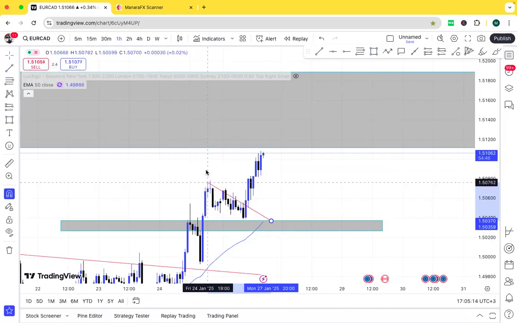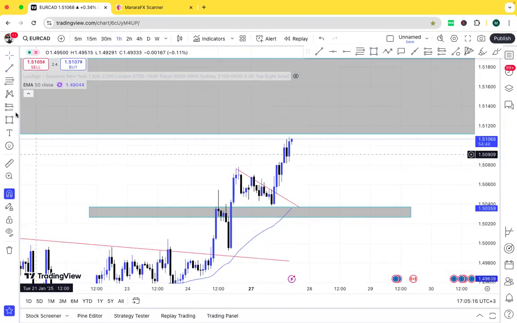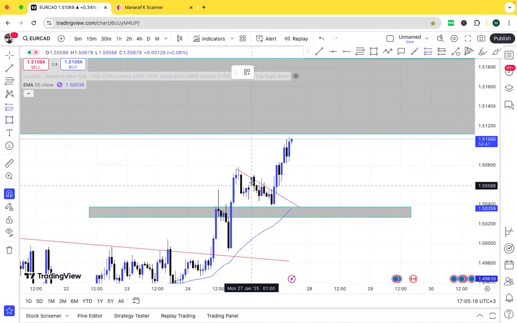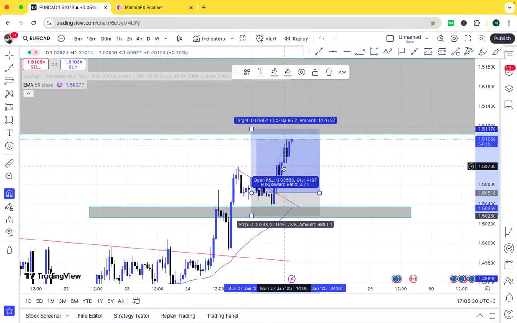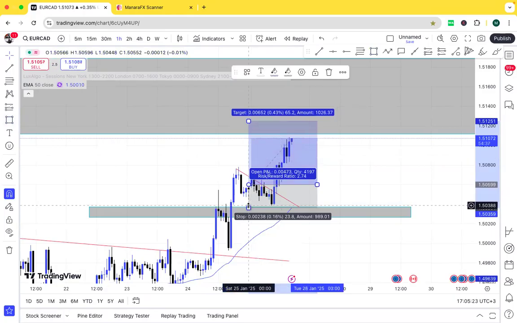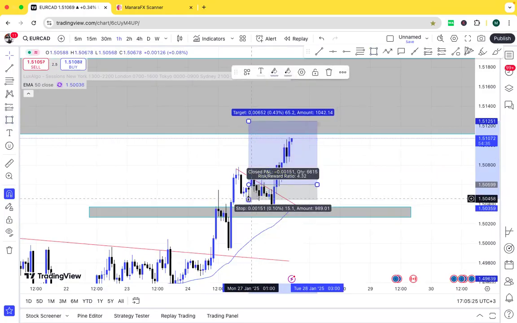We've been able to see such trades happening over and over last week, and this week we're gonna get the same type of trades happening.